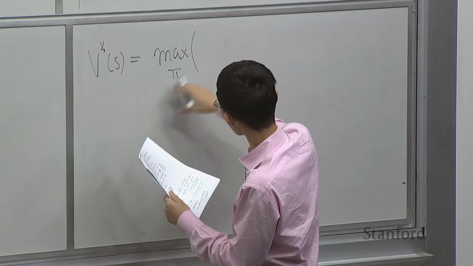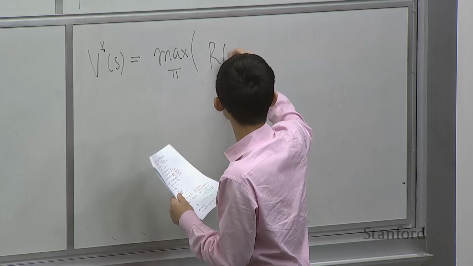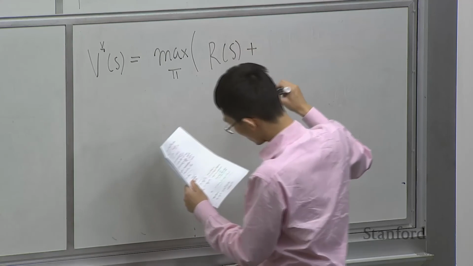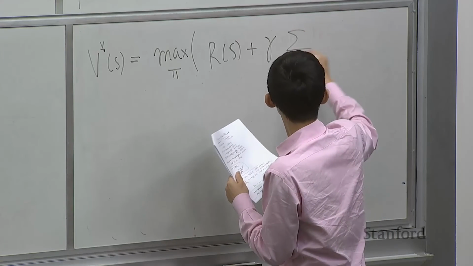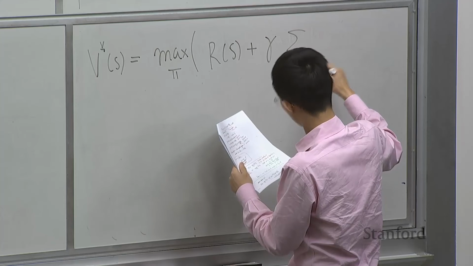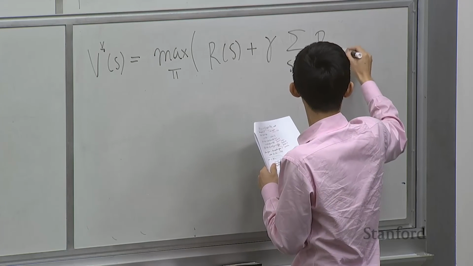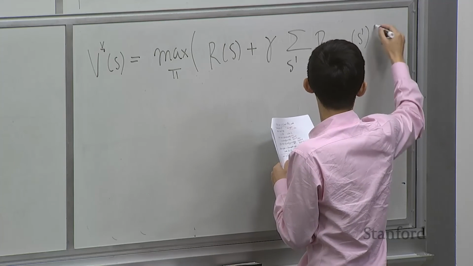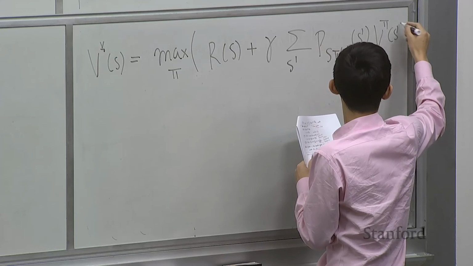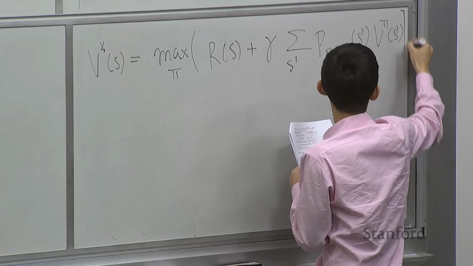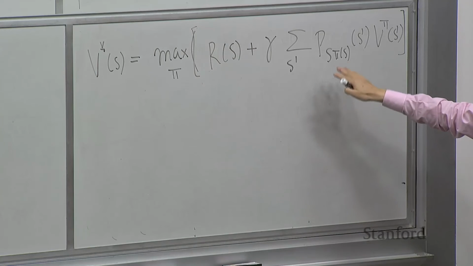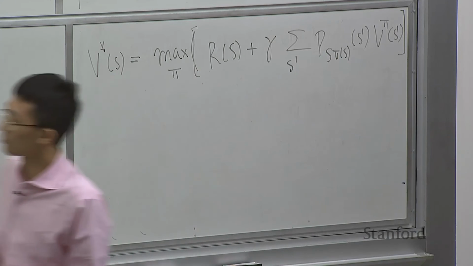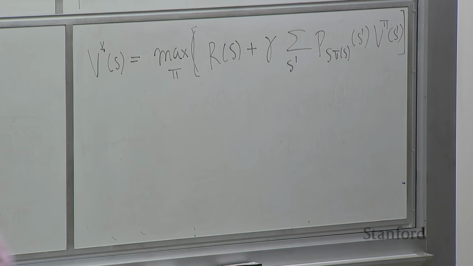So you take an argmax over pi of R(s) plus gamma times... Here I'm using the Bellman equation I just derived. So this is the Bellman equation I just derived.